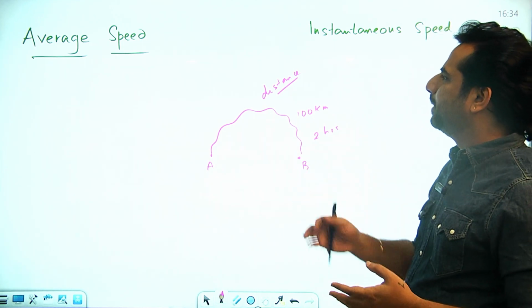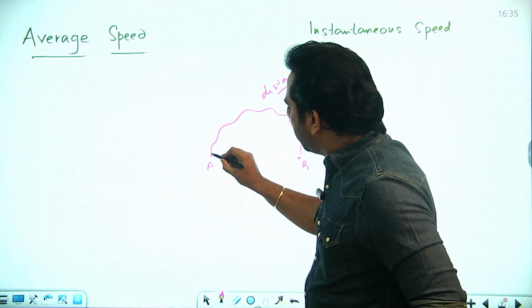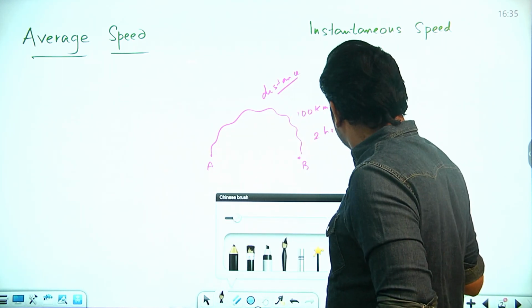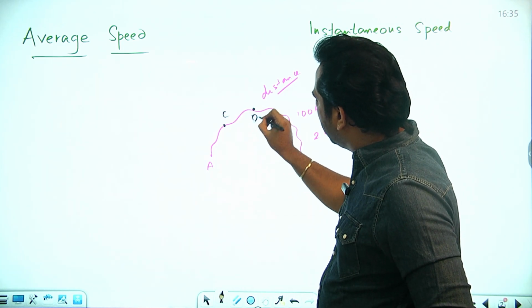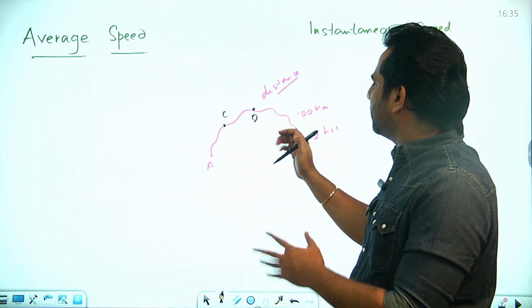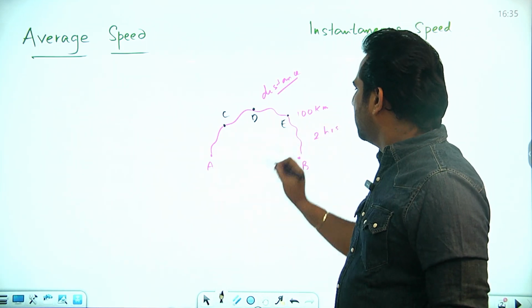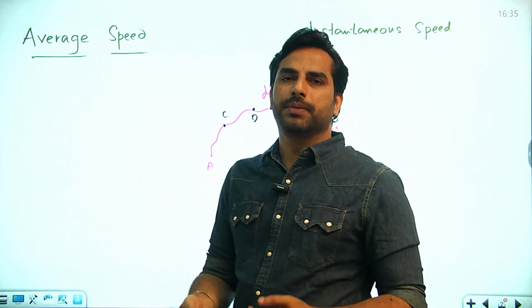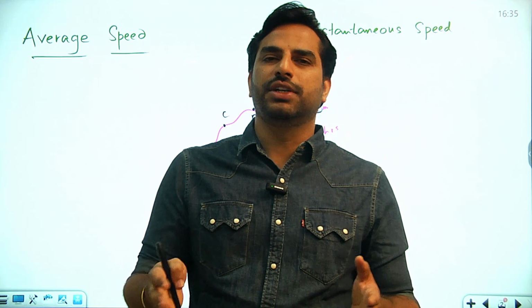Now, what is the average speed? Understand the meaning of average. Say he started from this point A, moved very fast till C, and from C to D he moved slow. At D, he took rest for some time, then he moved to E and from E to B very fast. So the person is changing his speed continuously at every point throughout his journey.